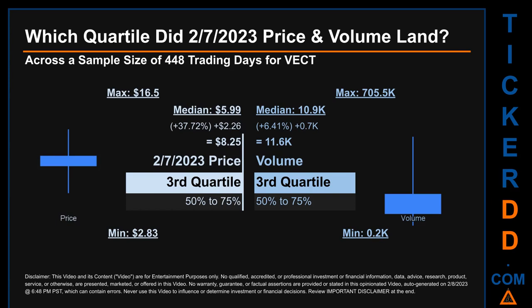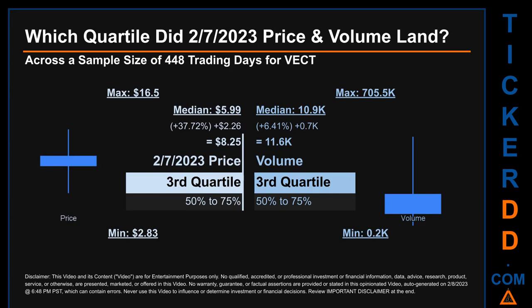The day's volume landed within the third quartile, that is within the 50% to 75% range of all sampled daily volume, which saw a max daily volume of 705.5 thousand and a minimum of 0.2 thousand. Quartiles tell us about the spread of a data set by breaking that data set into quarters, just like how the median breaks the set into half.